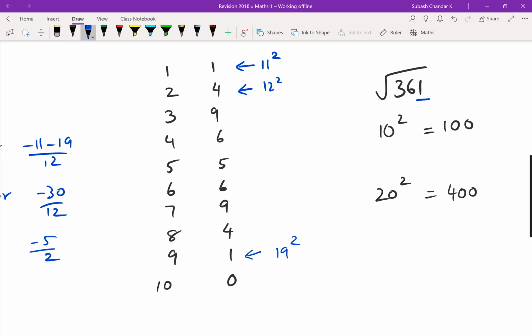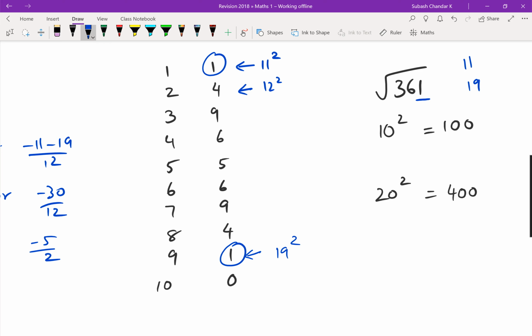All right, now remember, in this test, we're not going to give you numbers that are really ugly or nasty. We're going to give you numbers that you should be able to square. So, in this case, if you have the square root of 361, it could be either 11 or 19, because those are the two numbers whose squares end with a 1.